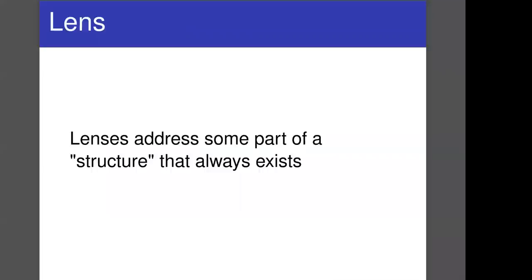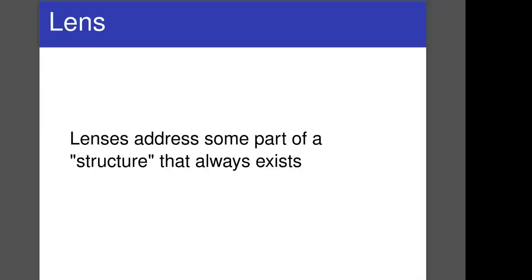So a lens, as opposed to the other constructions, addresses some part of a structure that always is there. So if you have some sort of product type, a collection of multiple things, the thing in first position of that collection is always present. So the lens lets you look at that thing or reach in and set that thing. I have structure in quotes here, because it doesn't necessarily have to be an in-memory structure like you're used to thinking of as a real collection. It can be something computational.